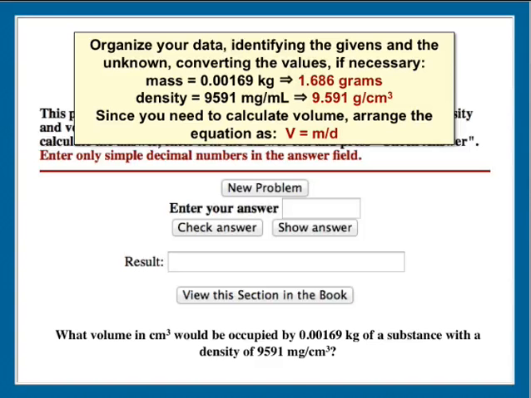Now we just want to take those numbers, plug it into our standard equation for density. When we do that, we get 1.76 as our volume in cubic centimeters.